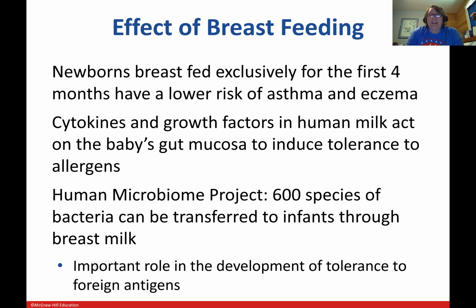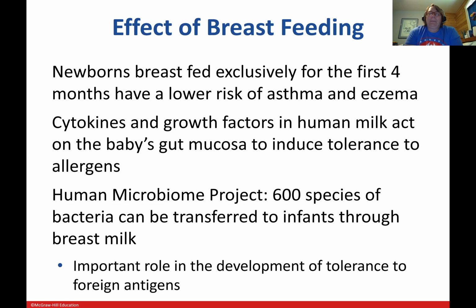In addition, newborns who are breastfed for the first 4 months have a lower risk of asthma and eczema. Again, part of that is because all of these antibodies and microbes are being passed to the infant and teaching that infant's immune system how to deal with microbes from the outside world. There are also cytokines and growth factors in human milk, and they're able to essentially train the baby's gut mucosa to induce tolerance to those allergens. And that's another really important thing, to expose them at the right time and in the correct way to various different antigens.